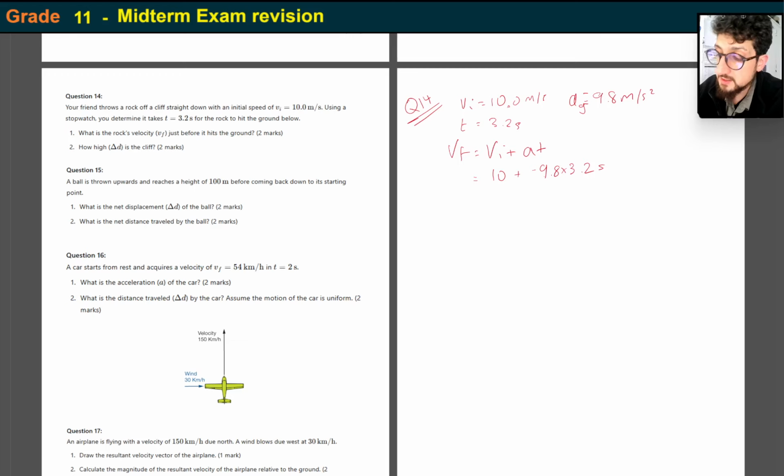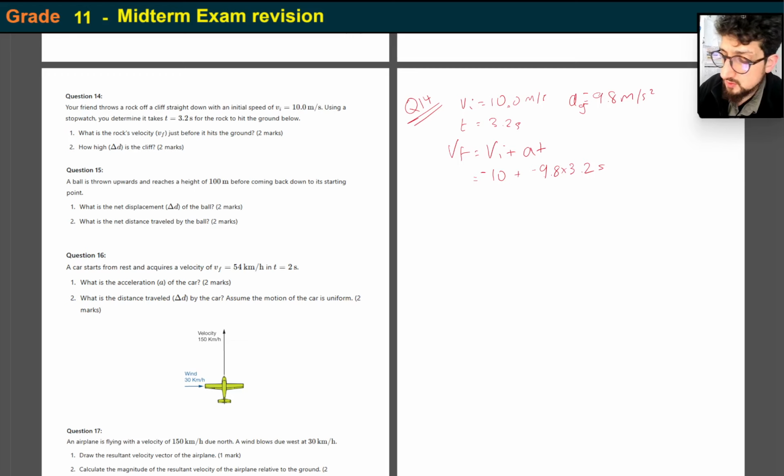Yes, the acceleration is negative because it's going down, but don't forget that the initial velocity is also negative because it's also going down because it's being dropped. Or it throws a rock straight down, so it's also negative. So if you're going to make that negative, just make sure that you make everything else the right sign, the right direction, I guess.